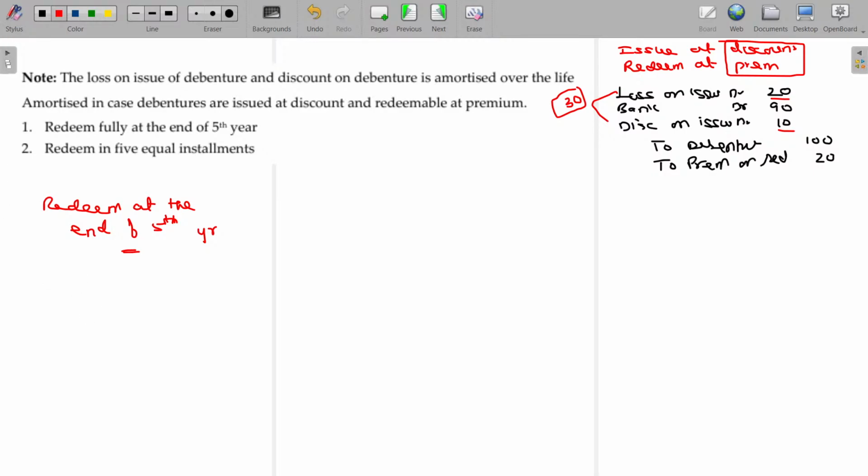So what is your loss? 30 rupees is your loss. It can be amortized over the life of the asset or life of the debenture. So 6 rupees, every year you can debit 6 rupees in your P&L account. Come on, tell me the journal entry for this, for the first year end.